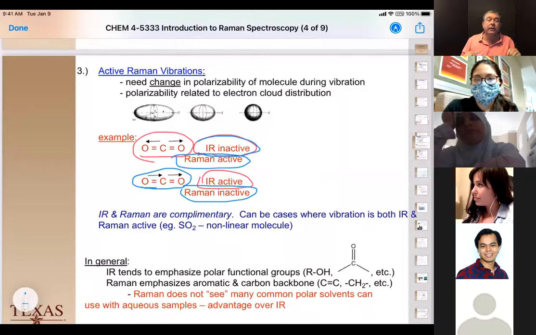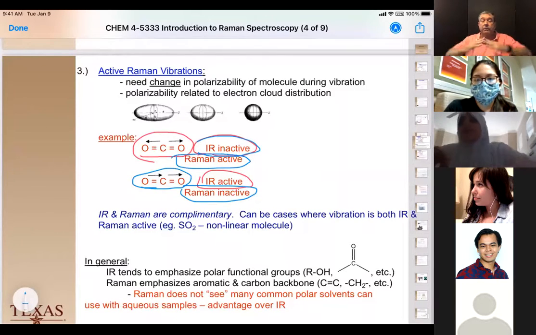Raman tends to emphasize aromatic and carbon-carbon double bonds, carbon-carbon single bonds. Because remember, the carbon-carbon bond is a nonpolar bond, and just vibrating a nonpolar bond back and forth does not change the dipole, but it does change the polarizability. So we can start to see carbon-carbon triple bonds, double bonds, and single bonds show up very strongly in Raman, where we wouldn't see them, or they'd be kind of in the baseline in IR.